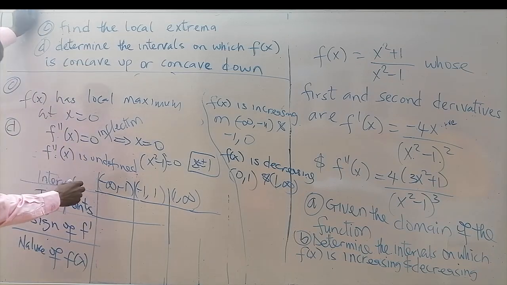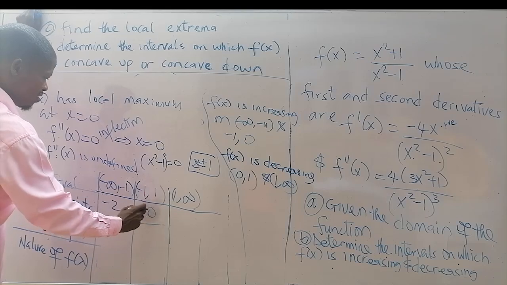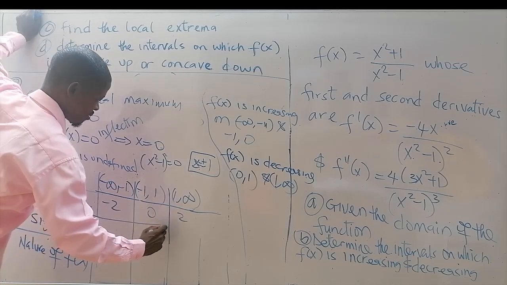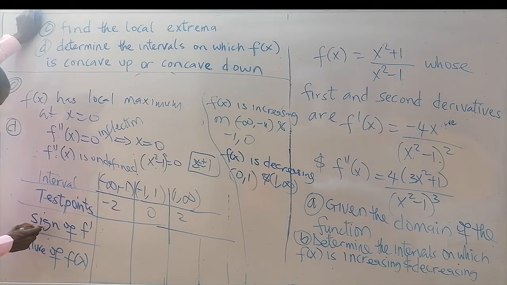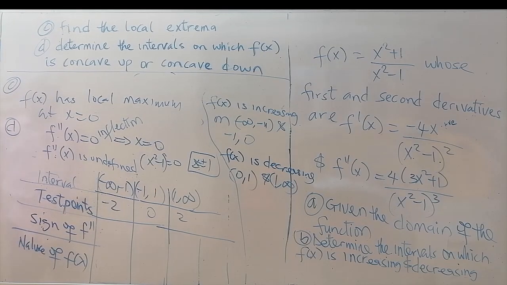Can we get the test value between here? We can pick minus 2. We can take 0 here. We can take 2 here. Okay, then we have the sign of the second differential, and then the nature of concavity.